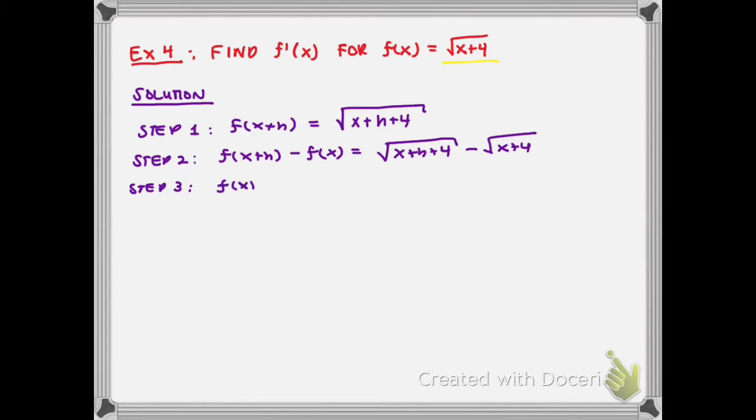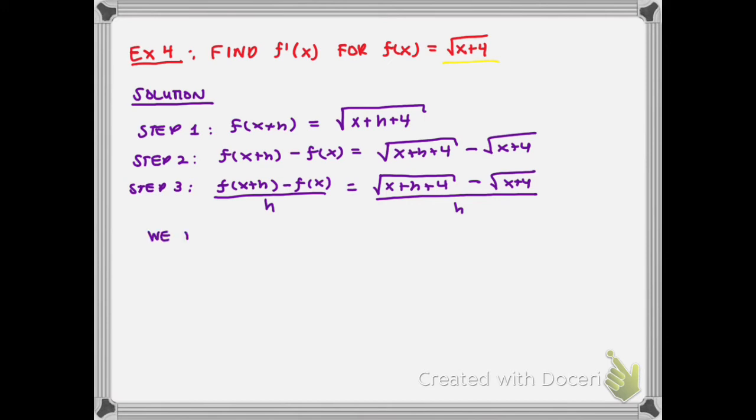That's f of x plus h minus f of x all over h. Well, that's going to be the square root of x plus h plus 4 minus the square root of x plus 4 all over h. Okay, and here it looks like there isn't anything we can do, but actually it's something called rationalizing the numerator.